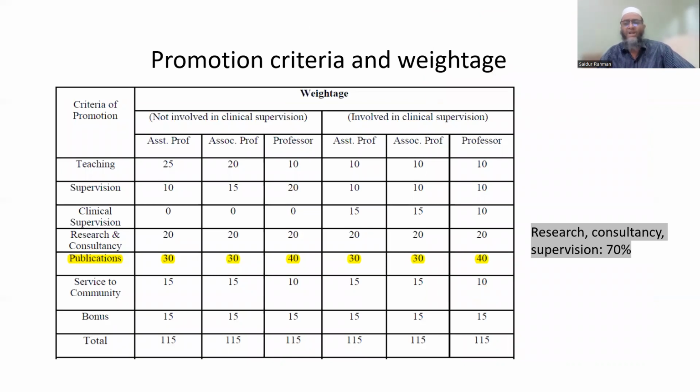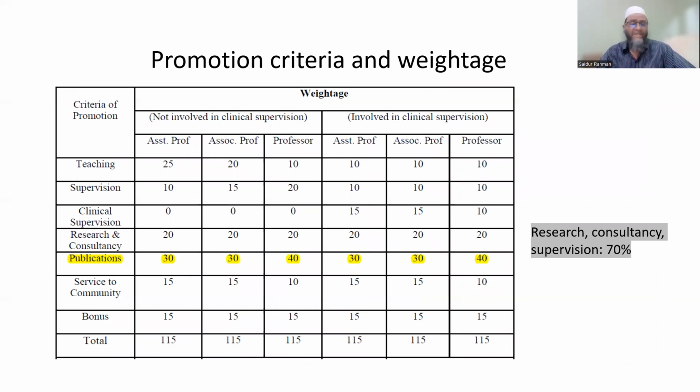So this is one example I have taken from one of the university's websites. These are promotion criteria and their weightage. As you can see, my focus is here, particularly research. As you can see, publication from assistant professor to professor level weightage is getting 30 to 40%.